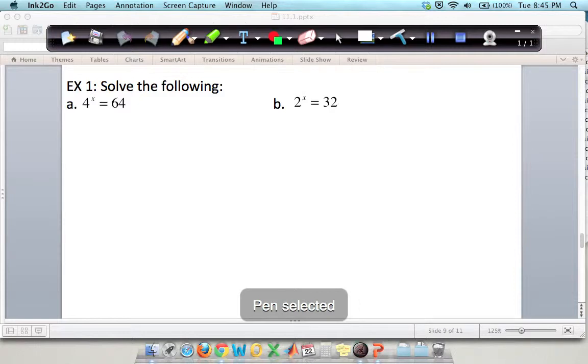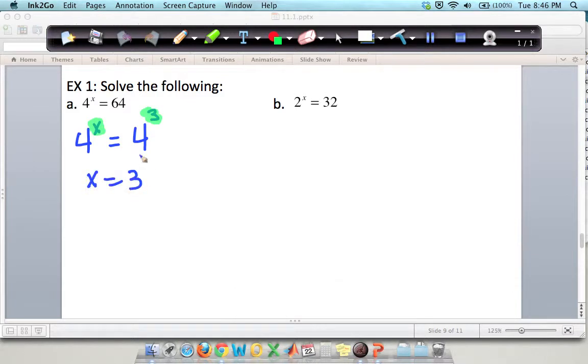Okay, so for the first example, we have 4 to the x equals 64. In order to solve this, I want to get the same base. So you start with the smallest number you have, 4, and you say, can 64 be written as 4 raised to a power? And it can. 4 raised to the third power is 64. Now that I have the same base, 4 and 4, all I need to look at is my exponents. So the only way this is true is if x equals 3. And then I don't have anything to solve here. Sometimes you will, but in this case I don't. So I'm done. That's my answer.